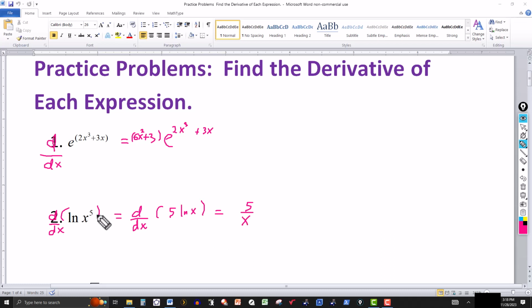Now, if I didn't want to apply that property, I could leave it the way it is, and take the derivative of ln of x to the 5th, and that would just be x to the 5th in the denominator, and in the numerator I would have the derivative of x to the 5th, which would be 5x to the 4th, and then it would reduce, and it still comes out to that answer right there.